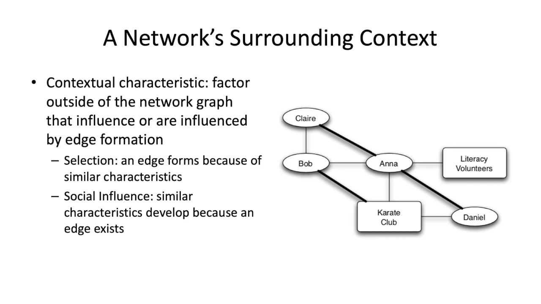You can see in this network we're talking about people. What do we have? Bob, Anna, Claire, and Daniel, and there's membership in a karate club, and Anna does literacy volunteering, and we can see here that people are associating with each other.